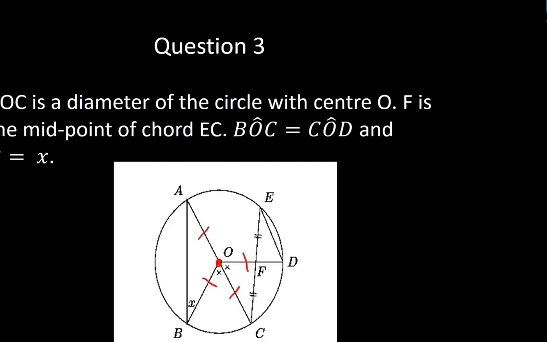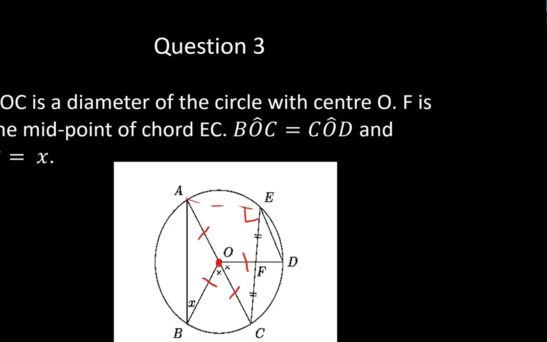If I were to join A to E, this angle AEC would be 90 degrees. We may not need this, but it's always a good idea to have this information on hand, just in case. The reason for that would be angle in semicircle.